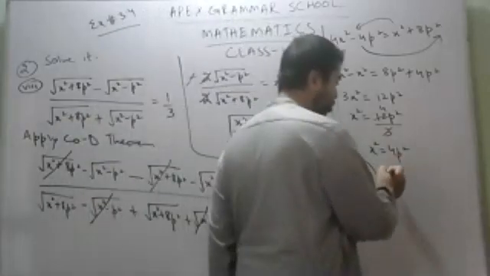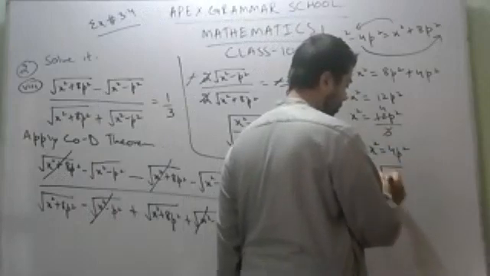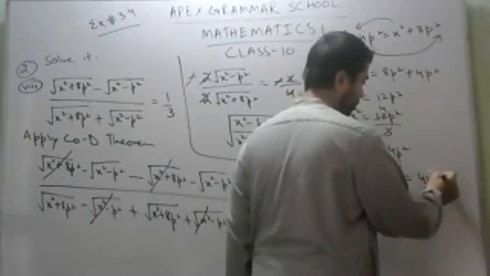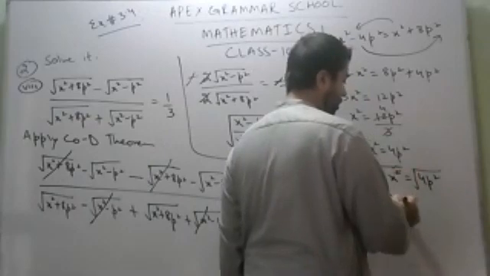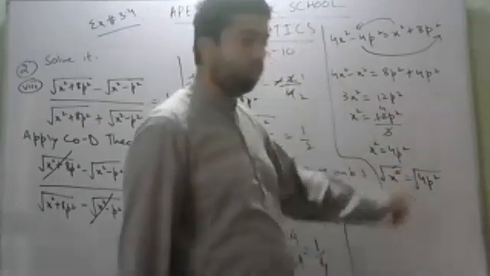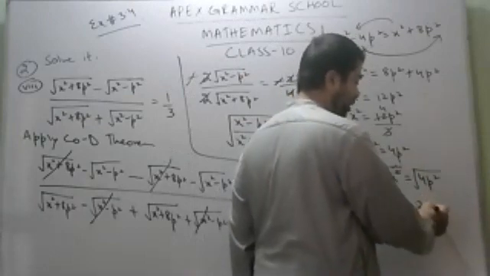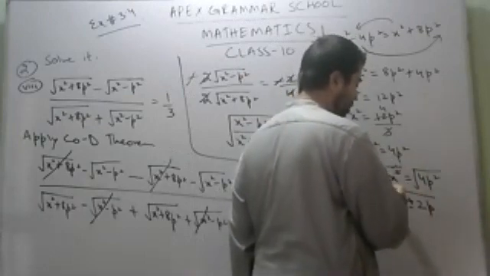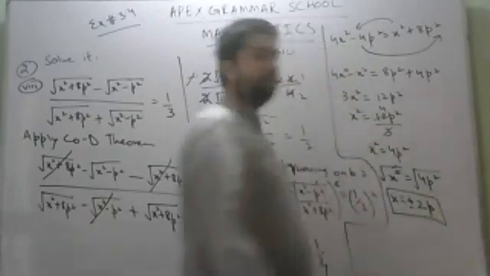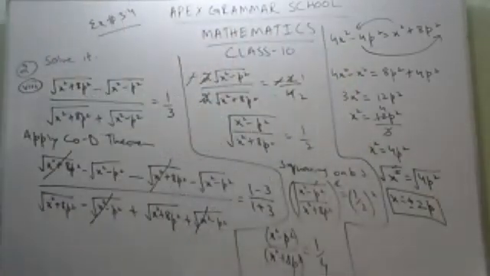Again, we need the value of x only. So apply square root on both sides. Now 4 square root is 2. This square cancels with this square root, and positive and negative sign is a must for it. And that's it. This is the value of x.